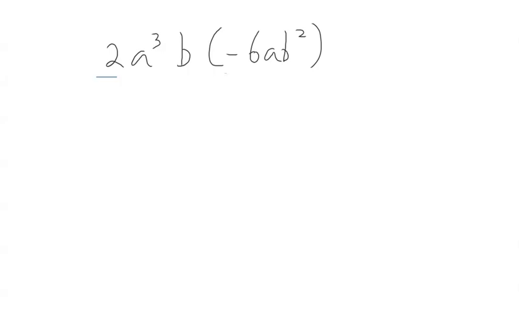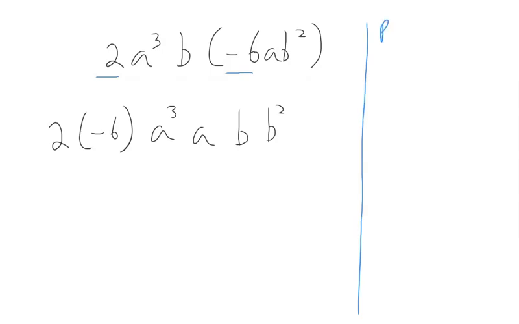So I have a 2 and a negative 6. So I can rewrite this as 2 times a negative 6. Then I have an a cubed and an a inside the parentheses. And then I have a b on the outside and a b squared inside the parentheses. So again, I can use the commutative property of multiplication. I move things around and put things together. Now, we have to remember our rules of exponents, which we will go into detail much later, but just a quick recap. Rules of exponents.